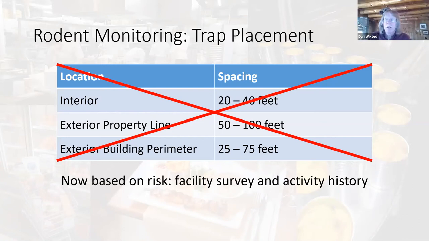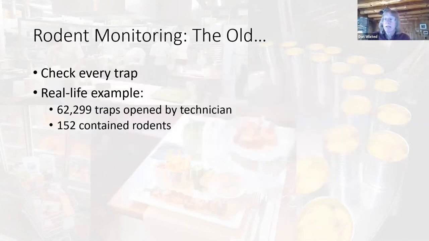Next. One company was checking the efficiency of this, looking at all their logs. What they found over time, after opening 62,000 traps, was that only 152 contained rodents. That might show you're doing a good job of keeping rodents out. But think about the time it takes to bend over and open, check, close, and set 2,000 traps. How much time does that take?